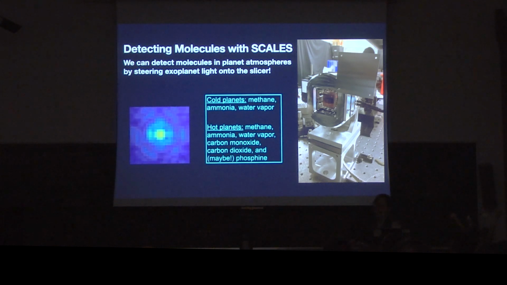Doing this is going to require us to steer our planet light into a particular location in the instrument. So we actually have mirrors that move really, really small amounts in these cryogenic environments to take planet light and move it onto the right region of our detector to do this.